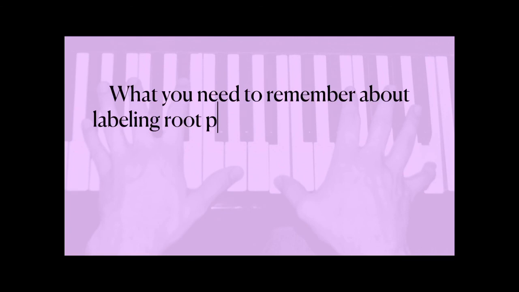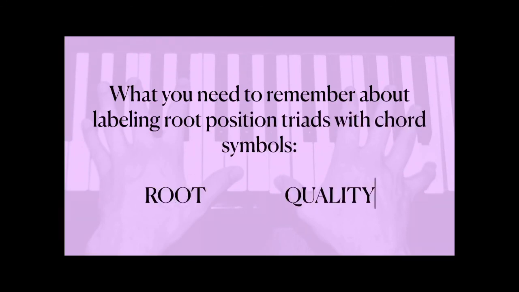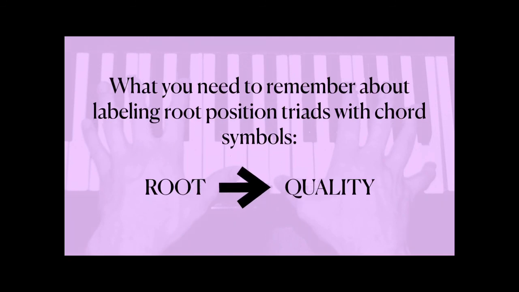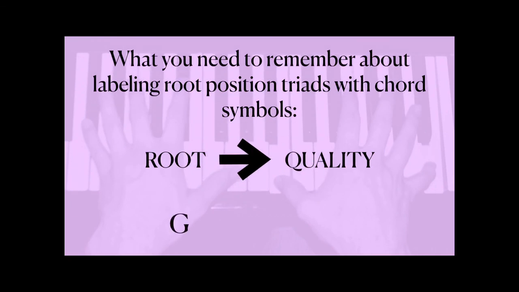What you need to remember about labeling root position triads with chord symbols is that root comes before quality. What do I mean by that? Well, let's say the root of your triad is a G and the quality of your triad is major. Then the correct way to label this for this class is to put that G and the M together. This means G major.